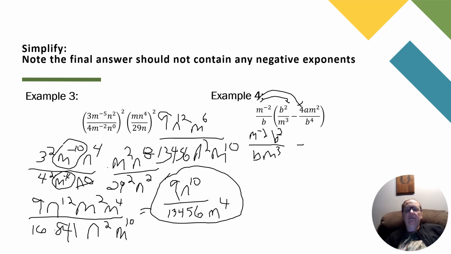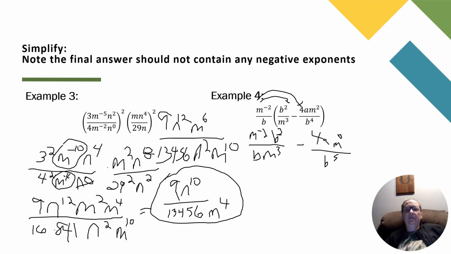Now we'll go on to our second fraction, which is after a minus. So I might as well copy that 4 up top because that's not multiplied. There's no other numbers. The a is up there. M to the negative 2 times m squared would be m to the negative 2 plus 2, which is m to the 0. In the bottom, I have b times b to the 4th makes b to the 5th.